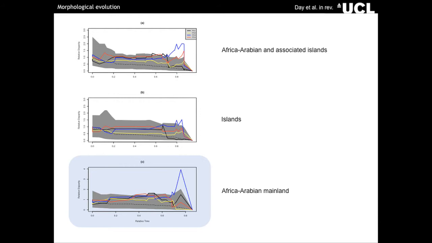Interestingly though, when we compare the islands with the mainland, and we can do this because we have a very similar number of birds described from the islands and now a similar number in the mainland, we see that the signal of convergence is really coming from those mainland birds, not the island birds. The island birds are no different from this random walk pattern.